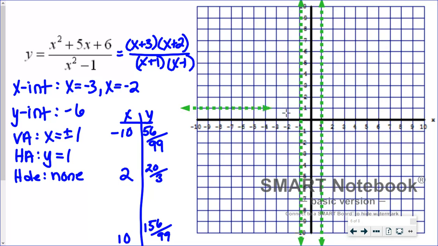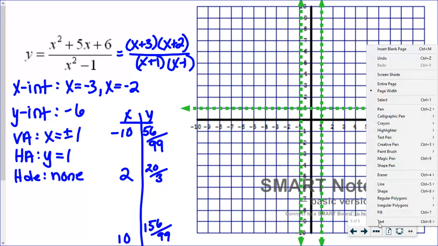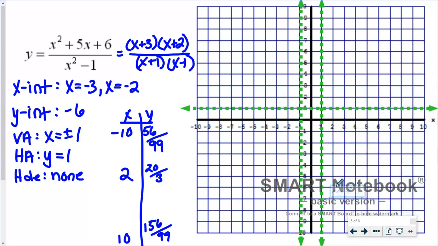And horizontal of positive 1. All right, so now we can put our points on. We have negative 3 and negative 2 as x-intercepts, y-intercept of negative 6. We have negative 10, just over 1/2. We have 2, 6 2/3. And we have 10, a little over 1.5.